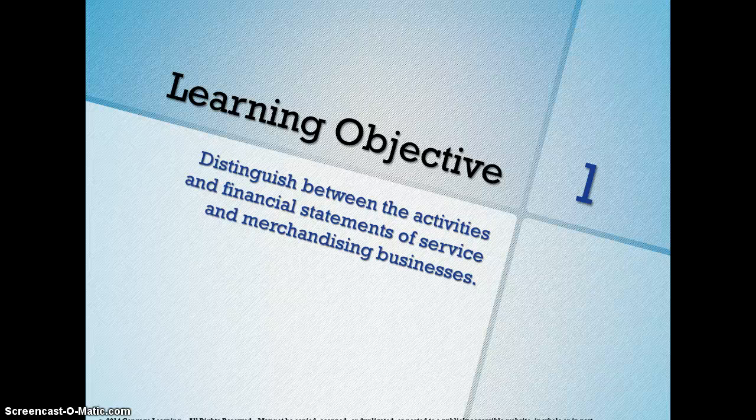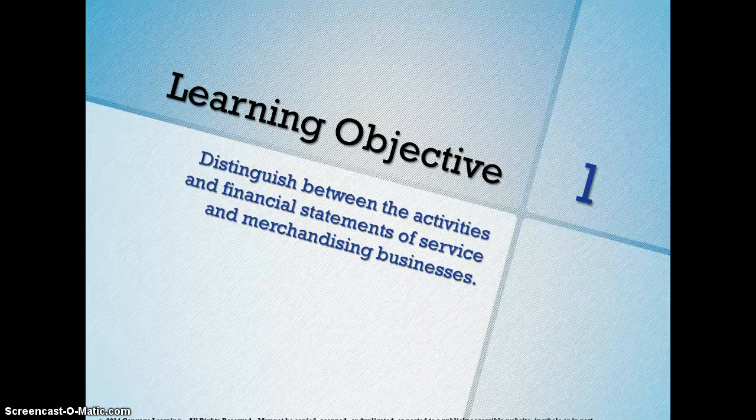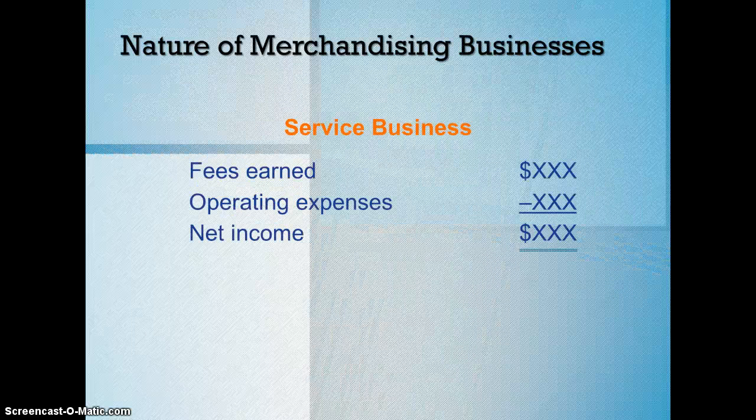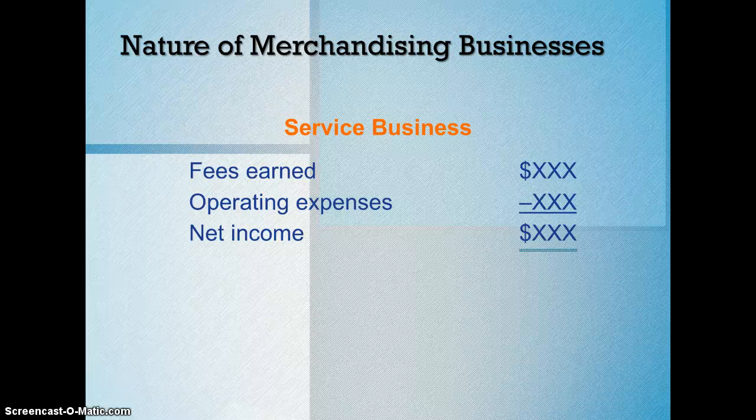Objective 1 says distinguish between the activities and financial statements of a service and a merchandising business. So what we're going to do is show you the differences between the two using the information that you should already know, which is a service business. Service businesses have fees earned, and then they have operating expenses. That's what we've looked at in the previous 4 chapters. And we subtract those two to come up with a net income.